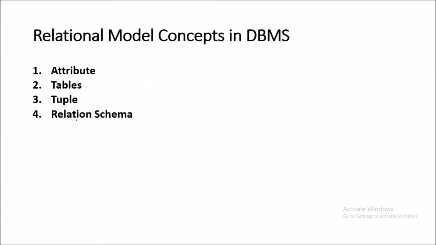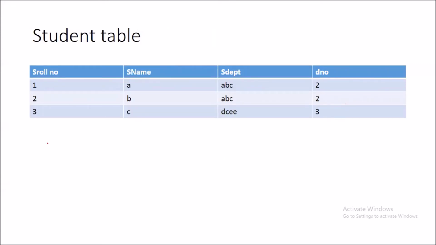Now next is relational schema. Relational schema represents the name of the relation with its attributes. So here you can see this table represents the student information. So student is the relation, and student name, student roll number, student department, and department number are its attributes.